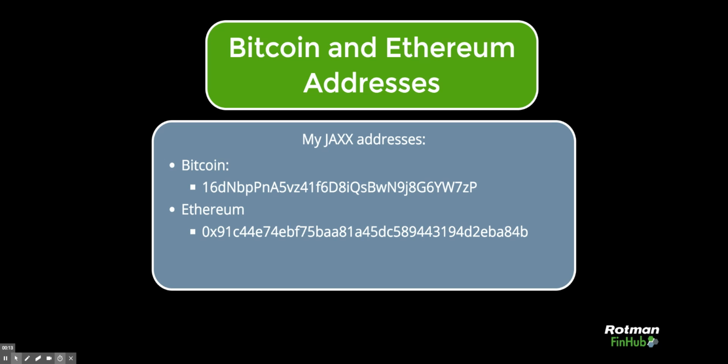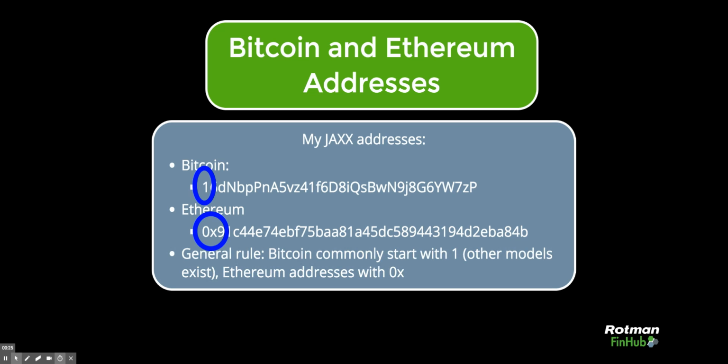Now, if you look at Bitcoin addresses, these are my two addresses from my Jaxx wallet that I used to show you a transfer in the last lecture. You see the Bitcoin address starts with a 1, and my Ethereum address starts with a 0x. That's a pretty standard rule: most Bitcoin addresses start with a 1. There are some other models for addresses, but most start with a 1, and most Ethereum addresses start with a 0x.